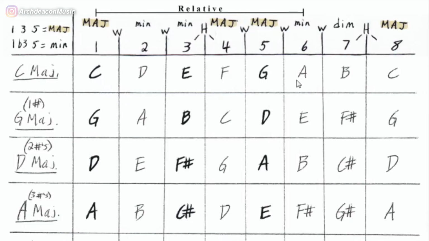Now, if you wanted to write a song, how do you know what chords you can actually play if you wanted to stay in the key of something? Watch this. We're going to do just C major. Here's your C major scale.